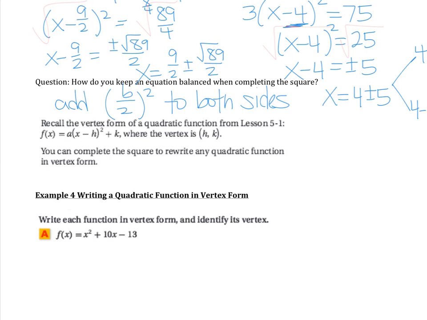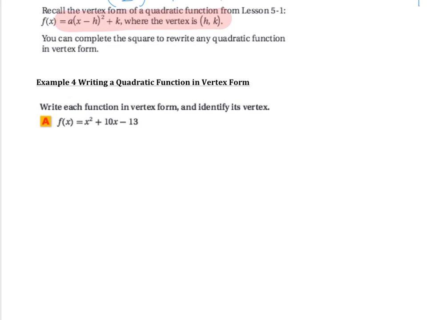Remember in our prior lessons we had what we called vertex form. The a quantity x minus h squared plus k. We can complete the square to rewrite any quadratic function in vertex form. So what are we going to do when we want to write a function in vertex form? Well, what I like to do is split it into 2 parts. The parentheses part and then the constant part.